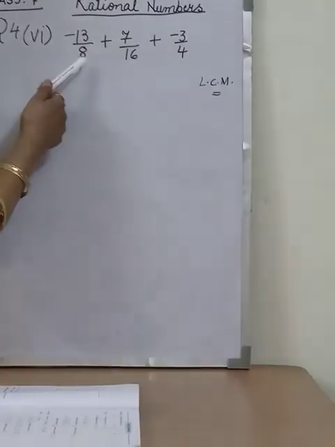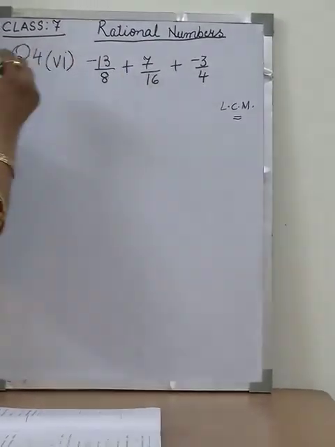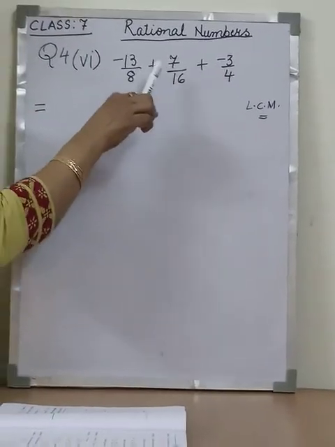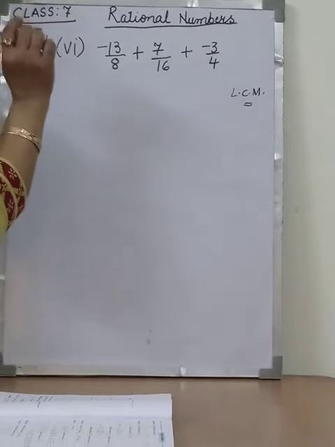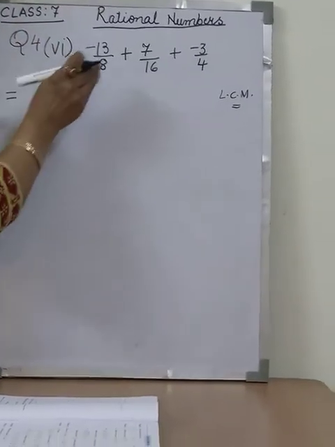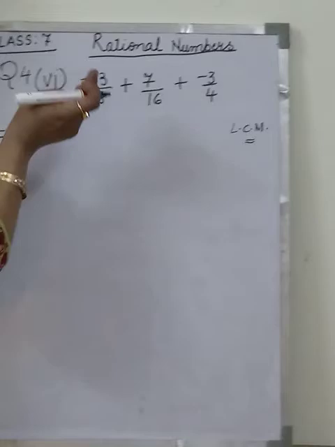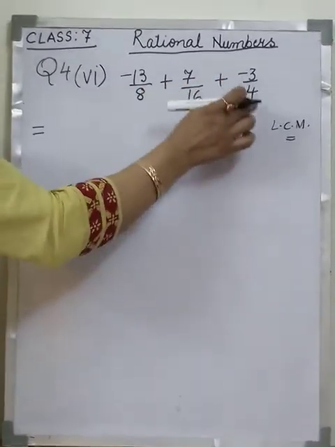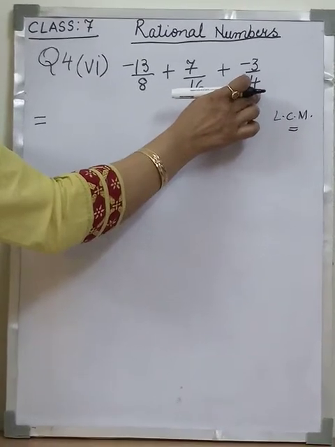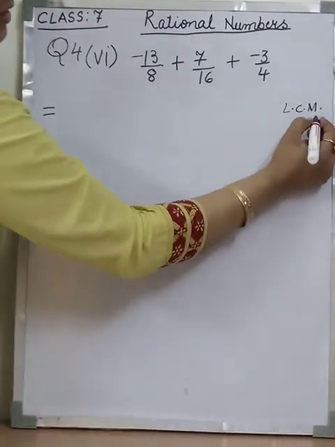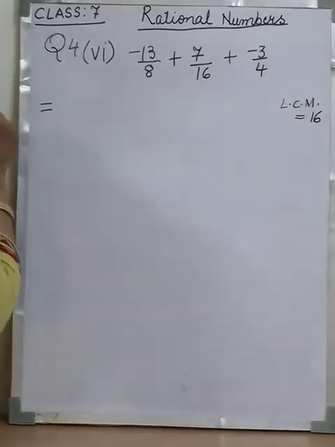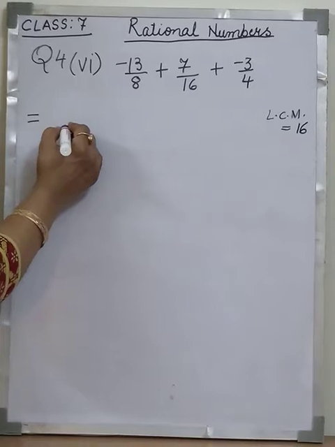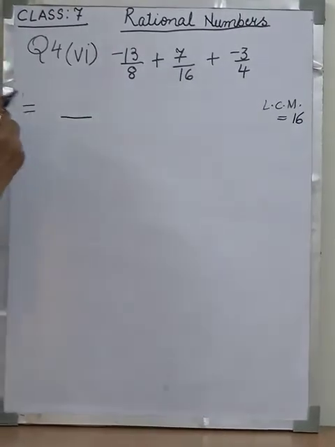For me, 8, 16 and 4, which is the least number which occurs in the table of 8 as well as 16 as well as 4. The smallest number that occurs in the table of 8, 16 and 4, that is 16. 16 ones are 16, 8 twos are 16 and 4 fours is 16. The LCM is 16. Those who have difficulty in finding it mentally, you can do it in your rough column. Okay, the LCM is 16.